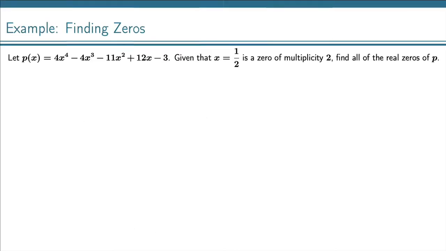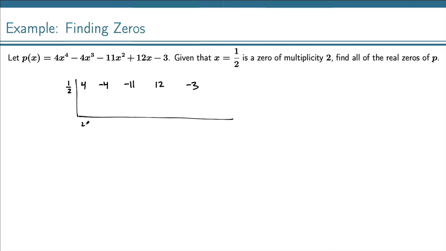Okay, let's go ahead and do it again. Here we're told that x equals 1/2 is a 0 of multiplicity 2. And then we want to find the real zeros of p. So again, we can use synthetic division to factor out the x minus 1/2. We have our 1/2 on the outside, and on the inside of our bracket we have our coefficients: 4, negative 4, negative 11, 12, negative 3.